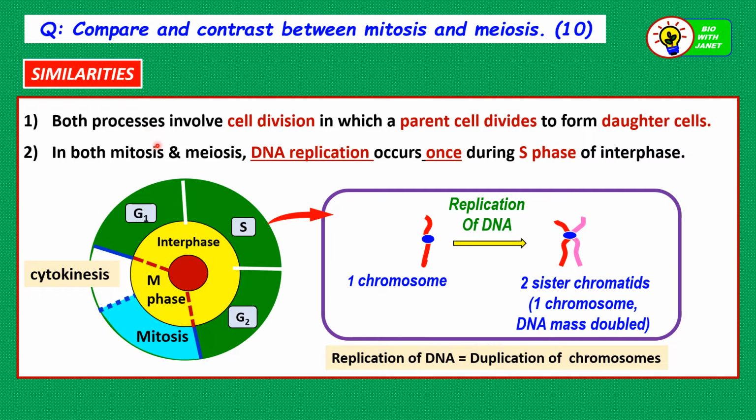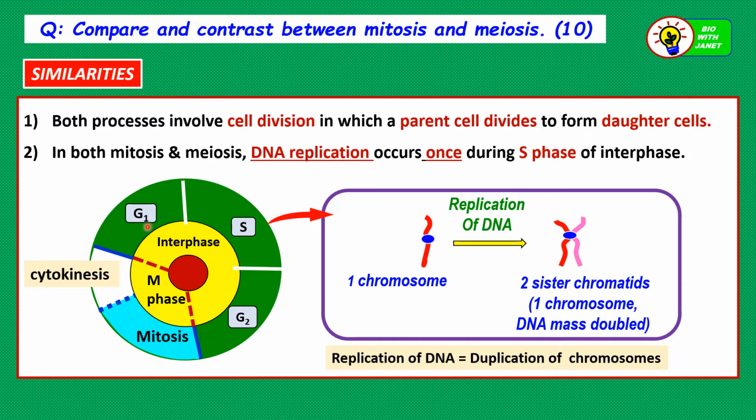Now, there are two similarities here between mitosis and meiosis. Both processes involve cell division, in which a parent cell divides to form daughter cells. Okay, so mitosis and meiosis are actually nuclear division of the nucleus, all right, followed by cytokinesis, and these two processes, division of the nucleus and cytokinesis, make up the cell division. Now, in both mitosis and meiosis, DNA replication occurs only once during the S phase of interphase.